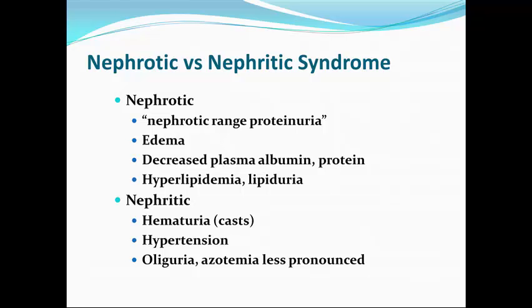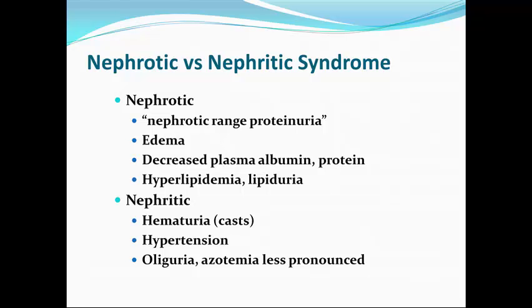Now, the other concept that's important when we think about glomerular function is differentiating between a nephrotic and a nephritic syndrome. So we've talked about acute and chronic glomerulonephritis. Now we're going to take a little bit of a turn and talk about two syndromes, nephrotic and nephritic. And these are two big buckets or descriptive categories of disease state.